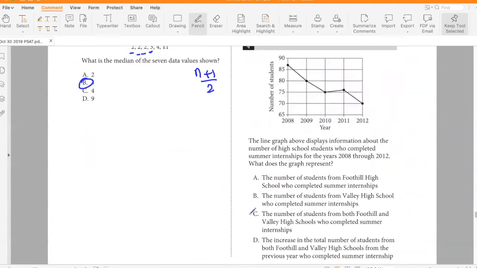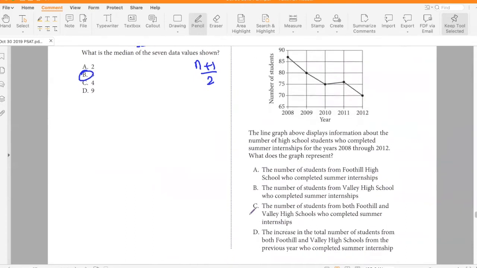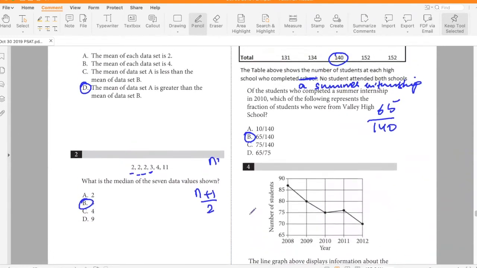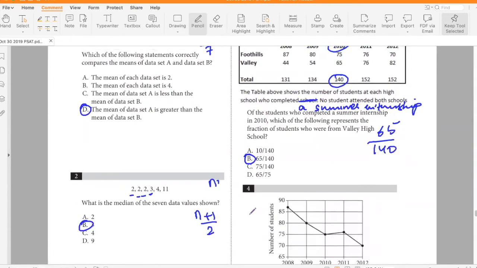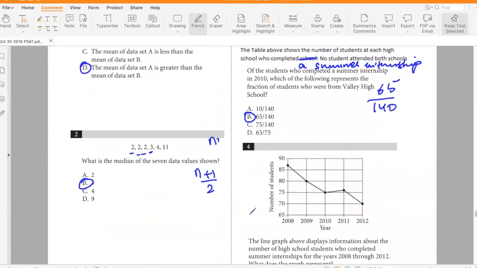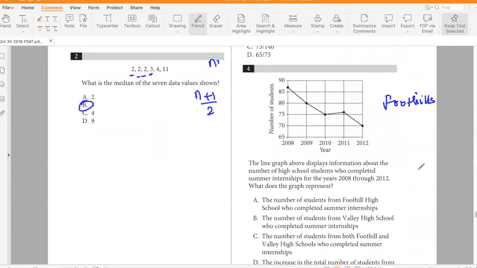The line graph above displays information about the number of high school students who completed summer internships for the years 2008 through 2012. What does the graph represent? Okay, so we need to compare it to the values. So 2008, 87, 80, 75, 76, and 70. So these are values for Foothills, right? If you look at the table above, then these values correspond to Foothills. So the number of students from Foothills High School who completed summer internships. Option A.